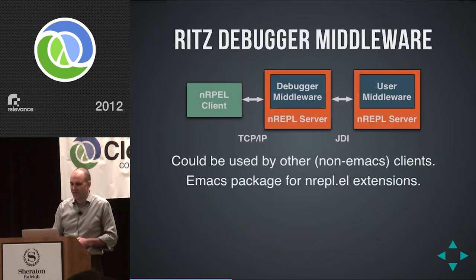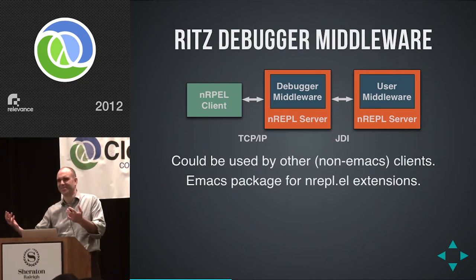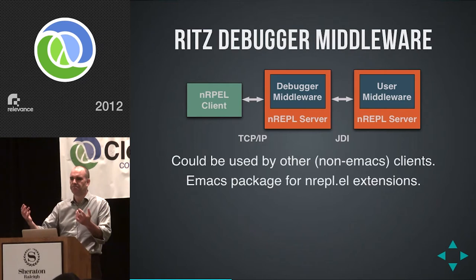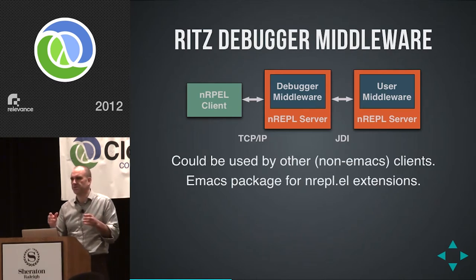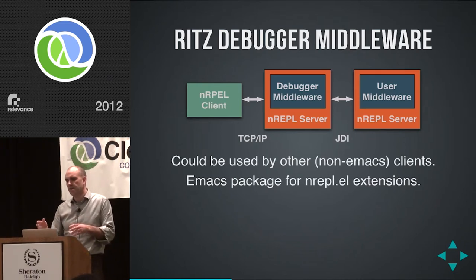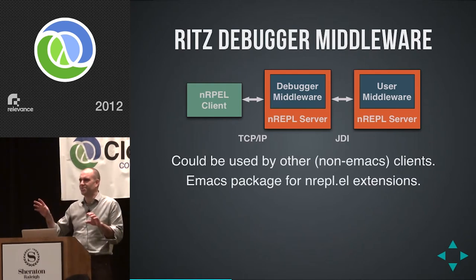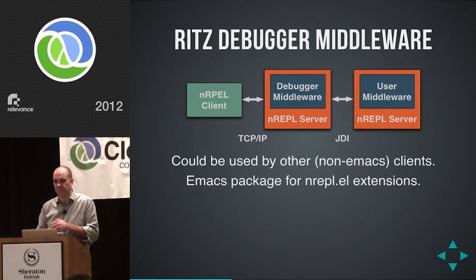Okay, so how does it work? Essentially, to run the debugger, you actually need two JVM processes. So your client connects to a debugger process, and the debugger process connects to your user process. So it's a little bit more complicated than the average REPL session. The client talks to the debug server over a TCP/IP connection. So it's the standard nrepl connection there. So it's TCP/IP and bencode. And then your debug server talks to your user process using the Java debug interface. So it can execute various code using the Java debug interface.